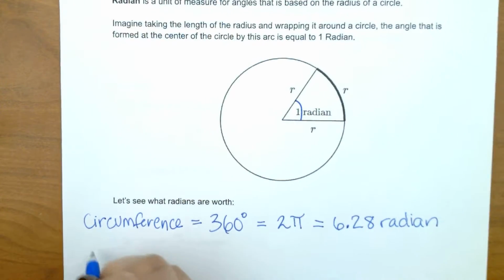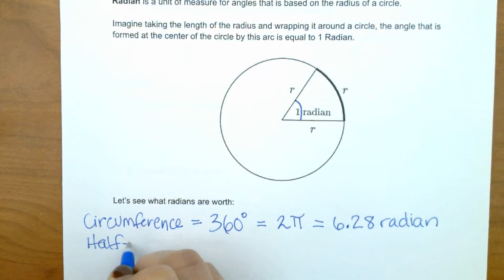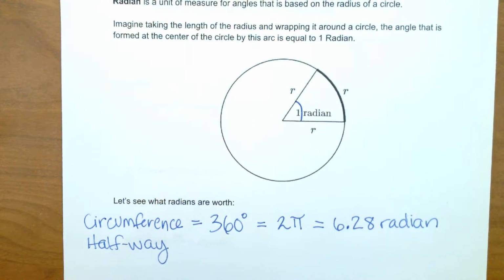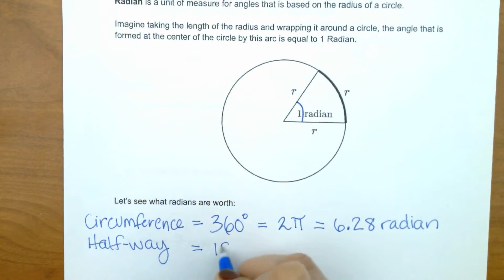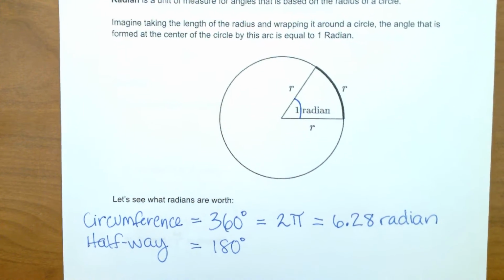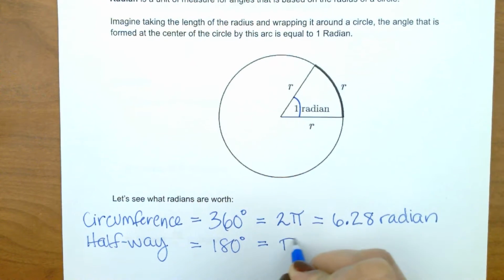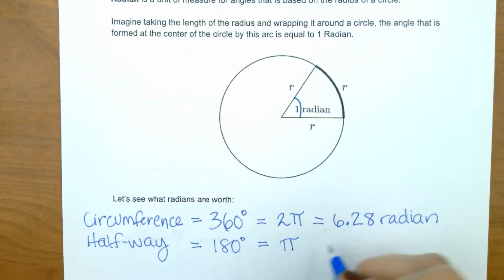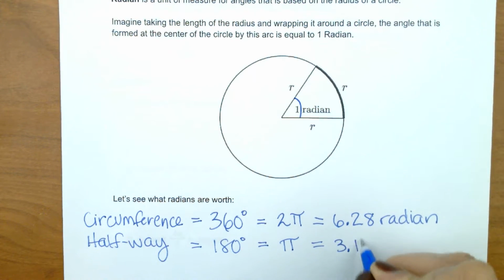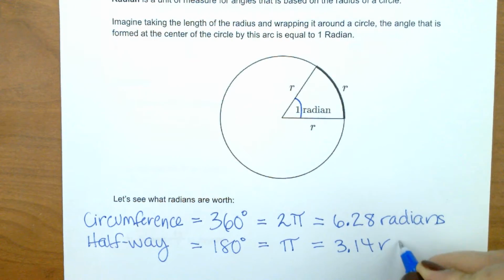Okay, let's go halfway. So semicircle, halfway, 180 degrees, kind of like you just made a turn. Halfway is just pi. What is that in radians? We know that's 3.14 radians.